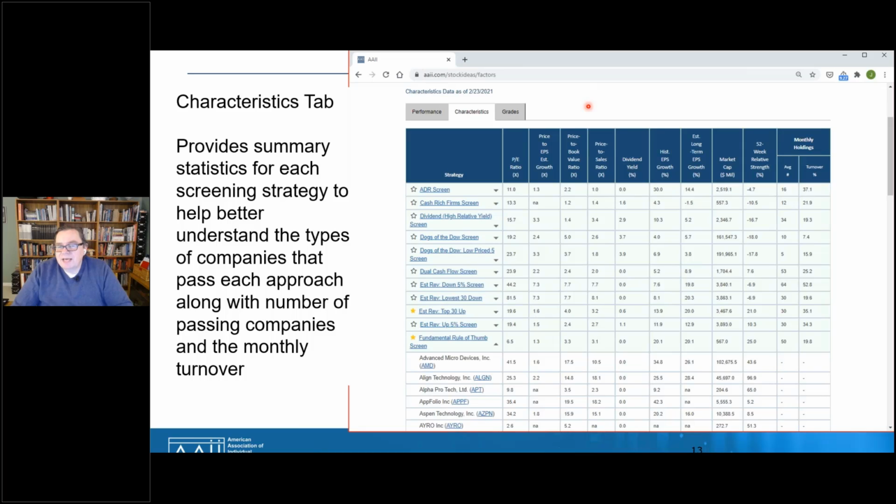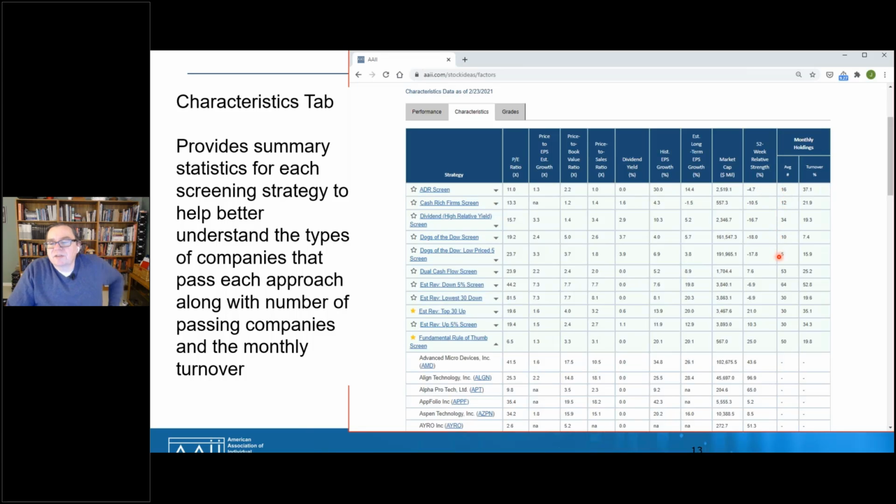The stocks in the ADR screen don't typically pay a dividend, so if income is important to you, you might go towards more the dividend yield screen or the dogs of the Dow screen. They have a pretty strong historical growth, and their future growth is expected to be pretty high. And they have an average, or median, market cap of about 2.5 billion. On average, they've underperformed the S&P by about 5% over the last 52 weeks.